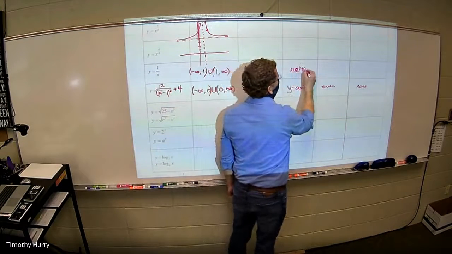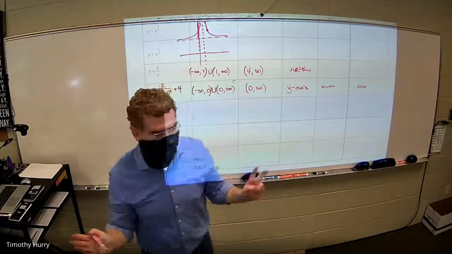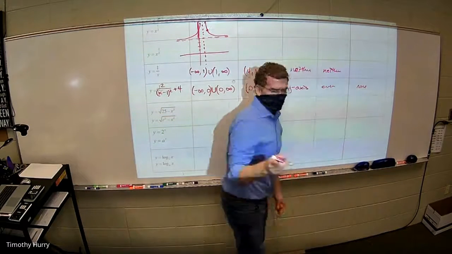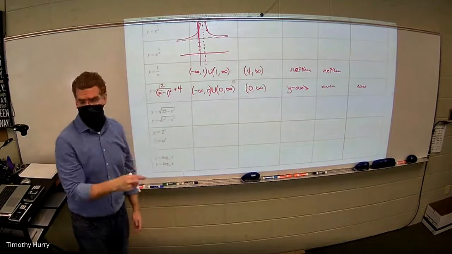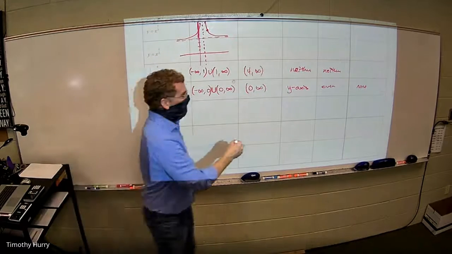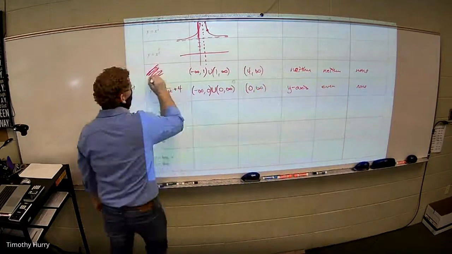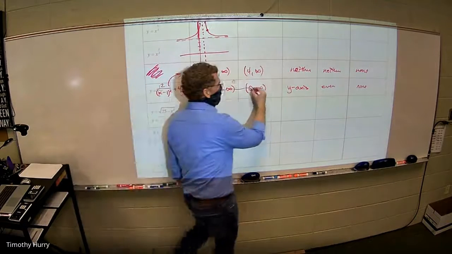And then if it's neither x nor y-axis symmetry, is it even or odd? No, neither. Does it have roots? Well, I can look at it and see that it has no real roots. Now this said real roots, so I can say none. All right, and again, don't put this in here. This is if I were putting this in there. But do you see how all of this changes?